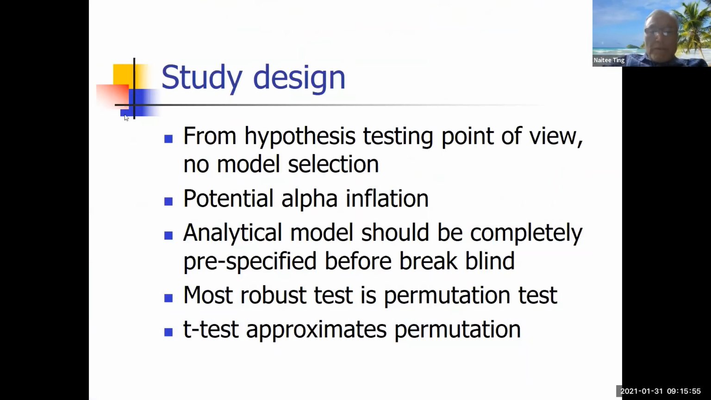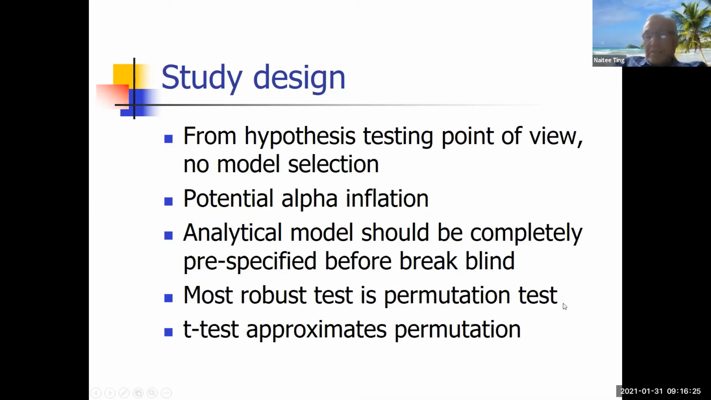So from a hypothesis testing point of view, there should be no model selection. That's very important. The primary model has to be well specified before you unblind for your phase 3 submission trials. If you allow model selection, there's potential alpha inflation. So we should not select the model. An analytical model should be completely pre-specified before breaking blind.